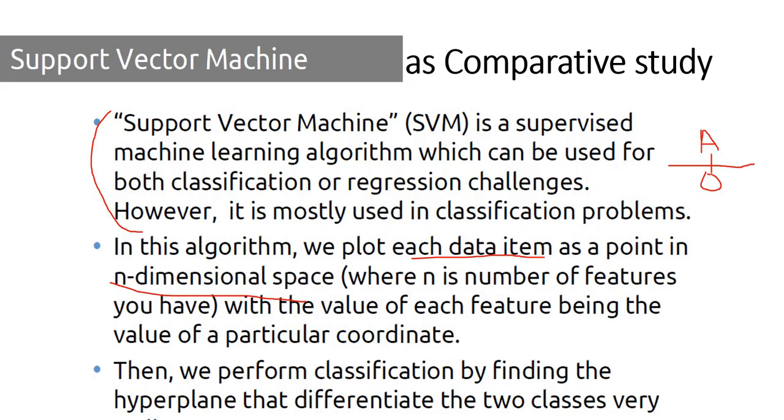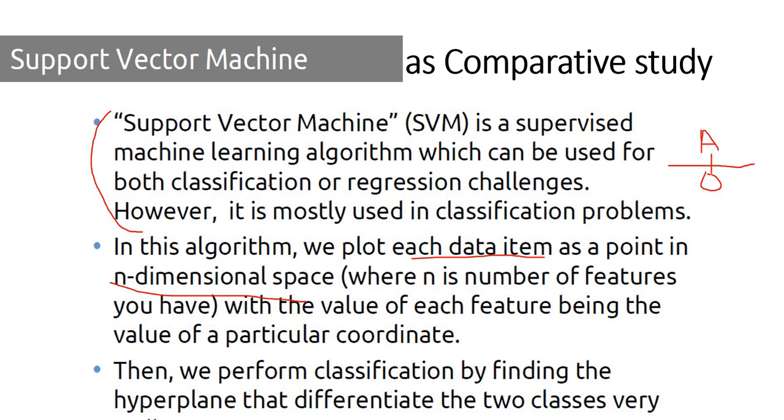So what are support vectors? The data points that are closest to the boundary line are known as support vectors. Support vectors are very important because they are used to draw the lines and to decide where the boundary line will be.